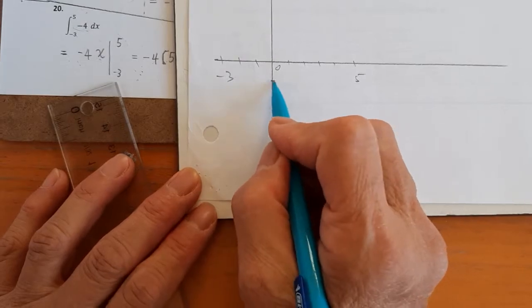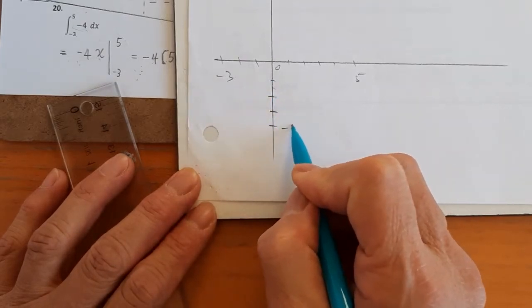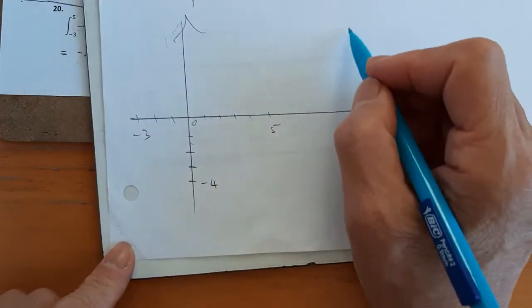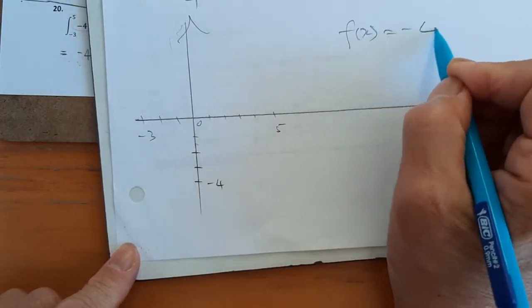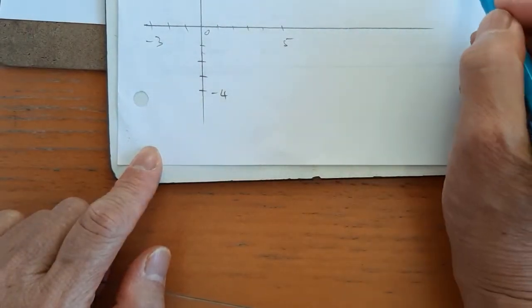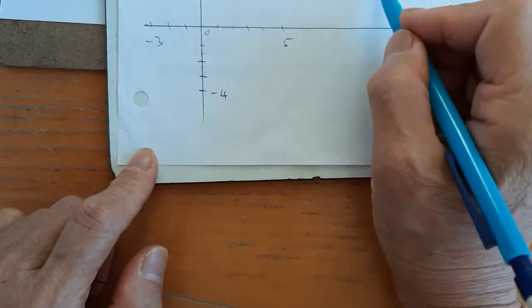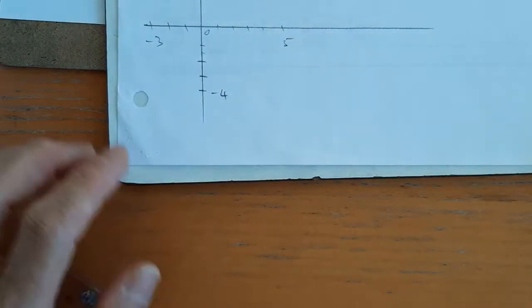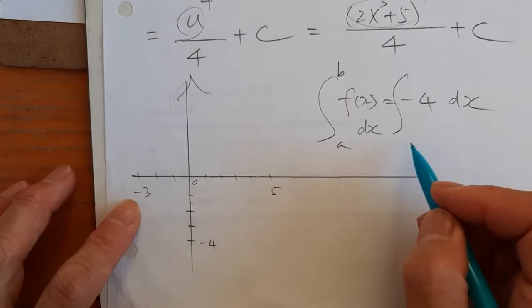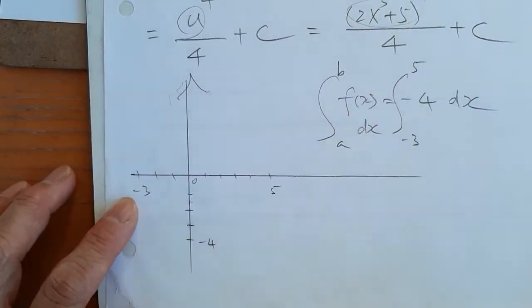So it's 1, 2, 3, 4, -4. This is a constant function, f of x equals -4. And for this function we take the integral dx from a to b. Here a is -3, b is 5.